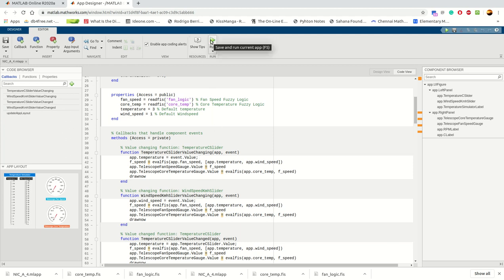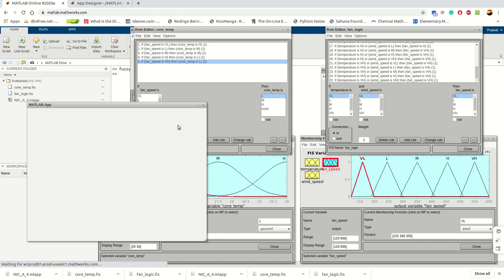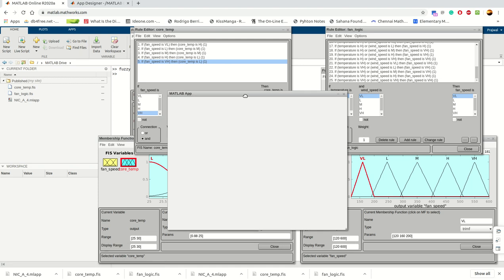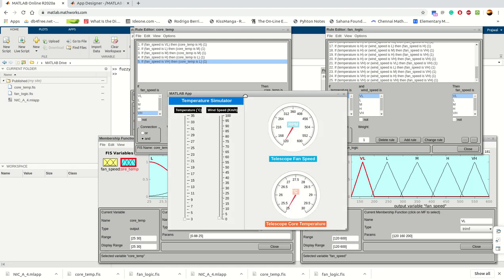So I am going to run this program. The program is loading now. Here we see the gauges and the sliders. I'm going to increase the temperature slowly.